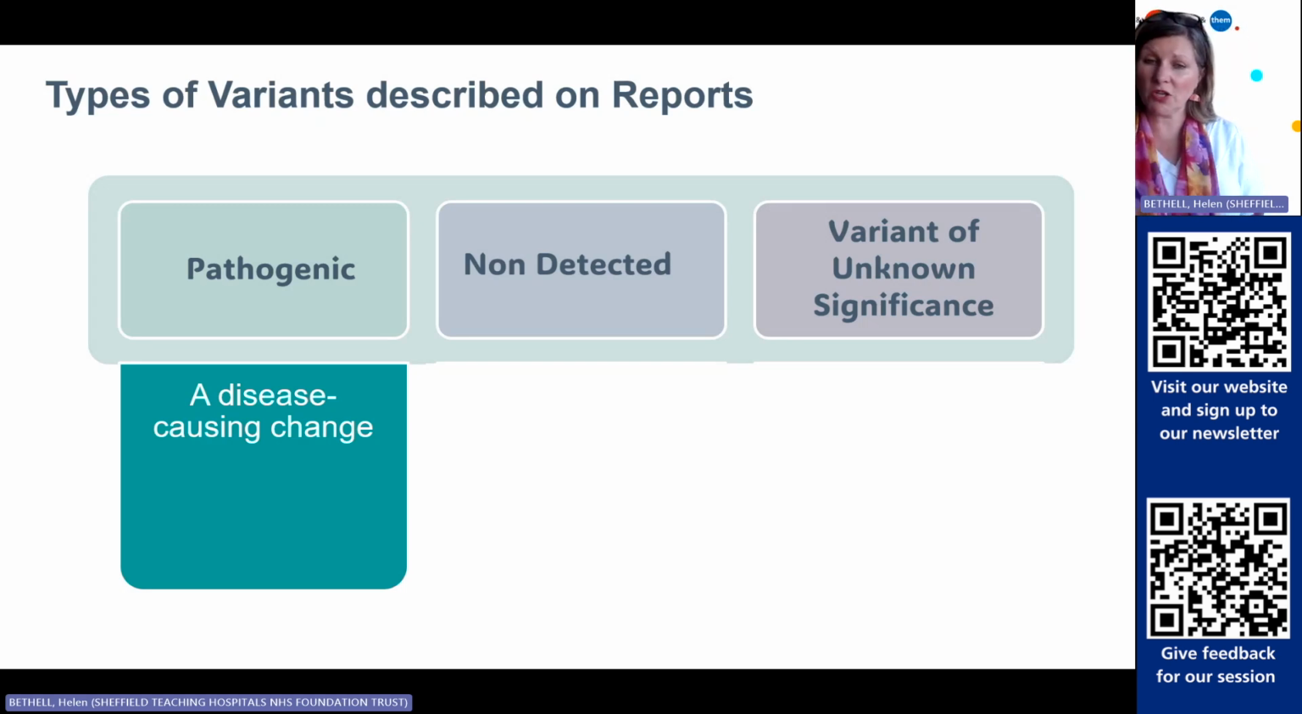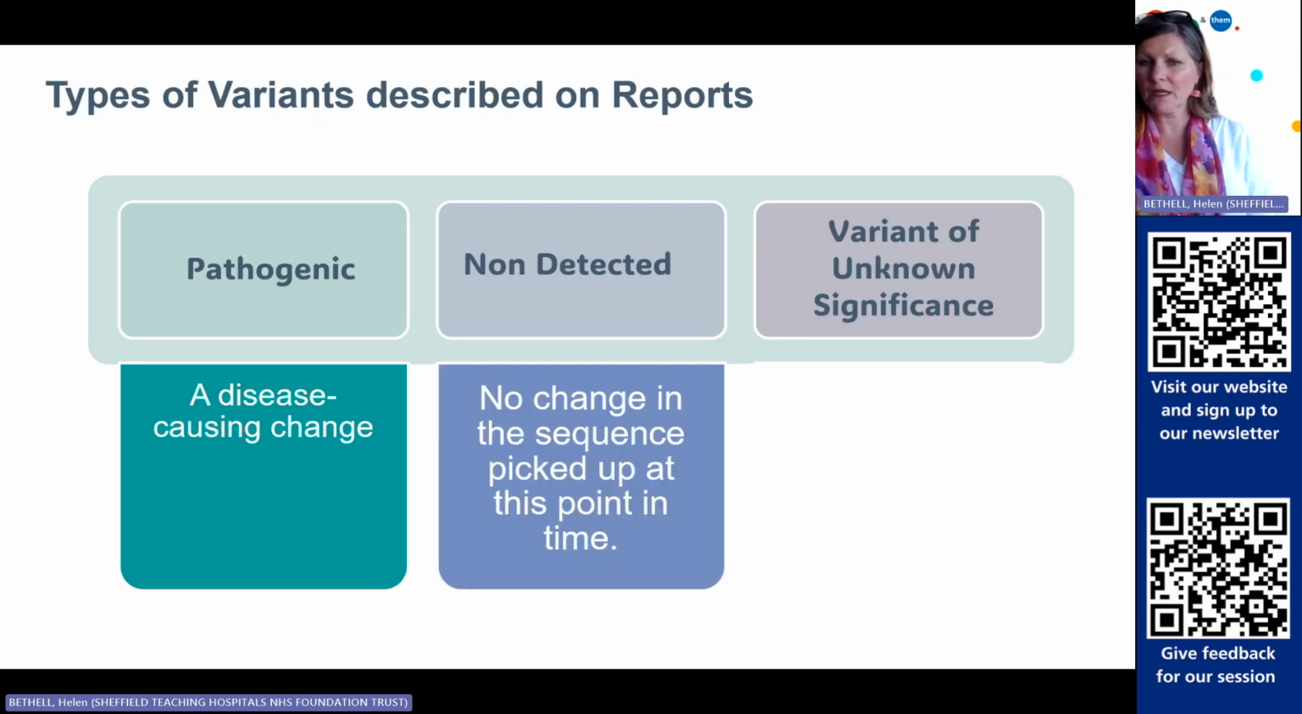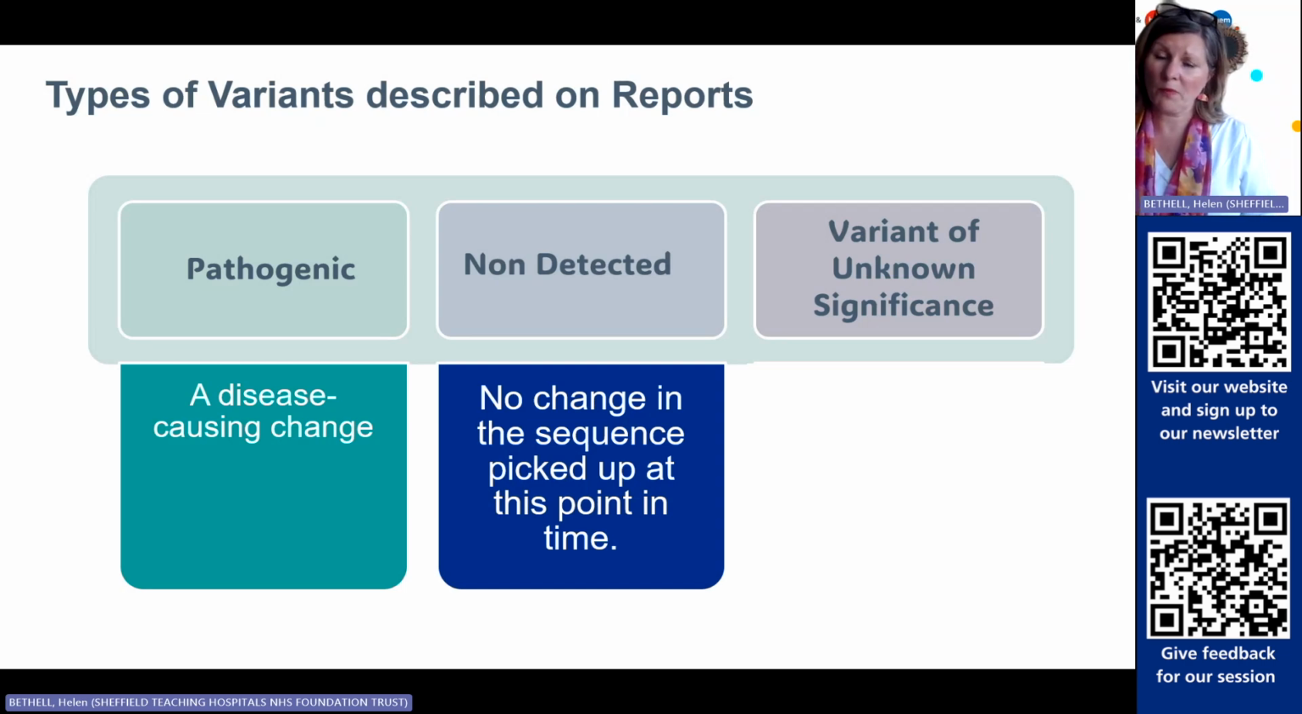So it is known to be disrupting the function of that gene, and it's likely to cause issues with the family and is likely to be the underlying cause of their presentation. The second type of report that you might see is a no variants detected. That means that there's no change in the sequence being picked up at this point in time, or none that we recognise that would be a problem and cause an issue to the person's health.